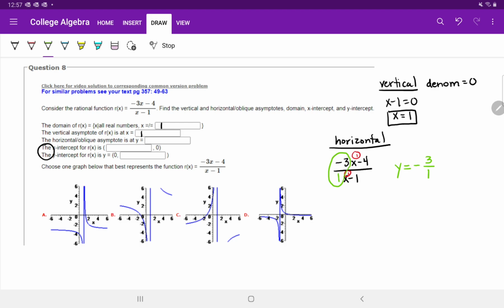Remember, if our degree of the top matches the degree of the bottom, then we just use the coefficients. So -3 over 1, that simplifies to -3. So we have a horizontal asymptote at y equals -3. And since we have a horizontal asymptote, we don't even have to look for an oblique asymptote. So find your intercepts, pick the right graph based on the information you have, and then you're smooth sailing.